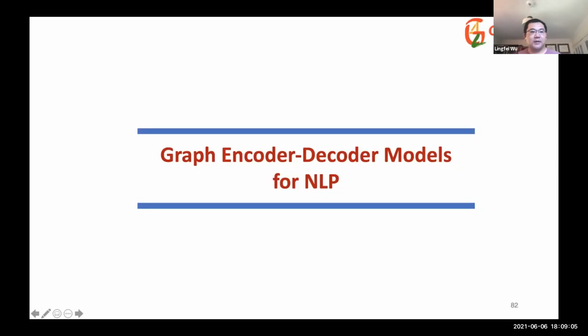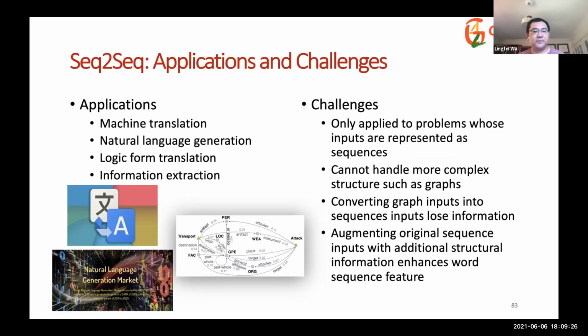Okay, so we have discussed graph construction and different graph representation learning techniques. One of the most important models is called the encoder-decoder model, which is the one used in the NLP domain. So in this part, we will talk about the graph-based encoder-decoder model for NLP.